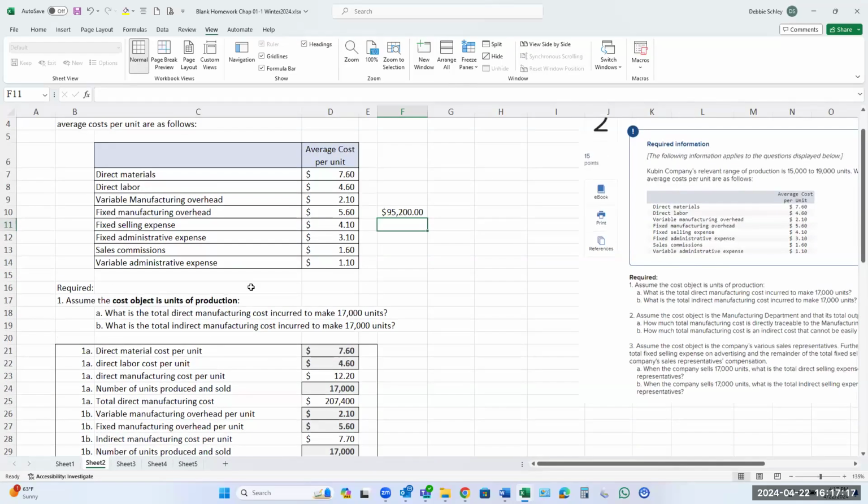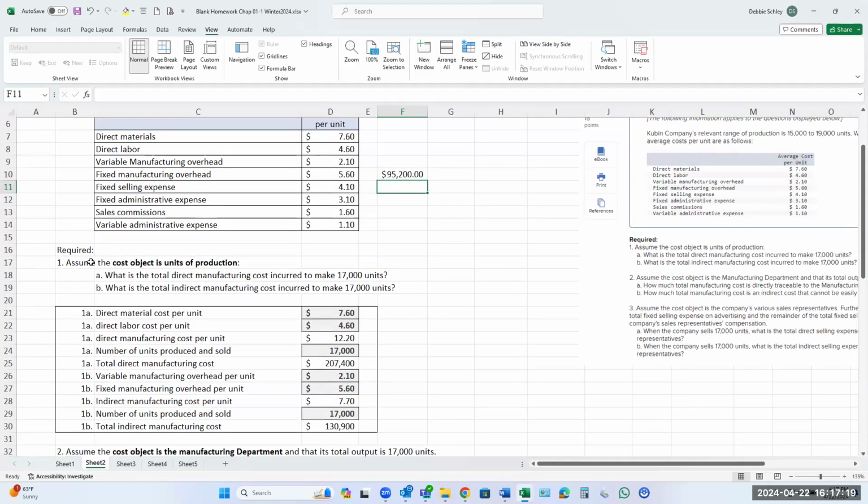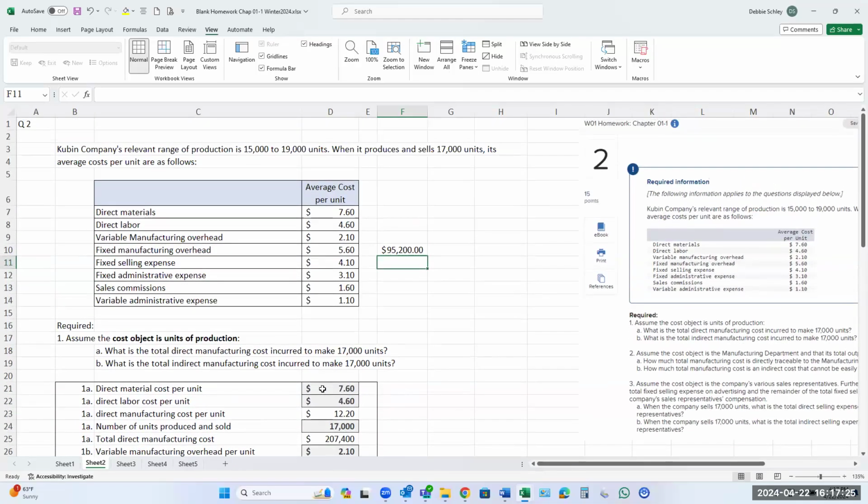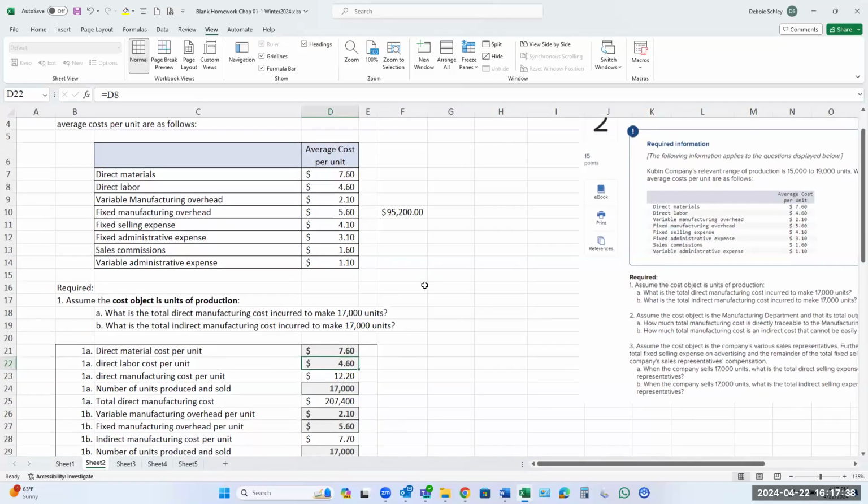Okay, so in required one, we're going to assume the cost object is units of production. So we need our direct material cost per unit, which I just copied from right there. The direct labor cost per unit, which is copied from right there. And I believe this is how you input it for required one into the book. And it adds that up for you in the book.